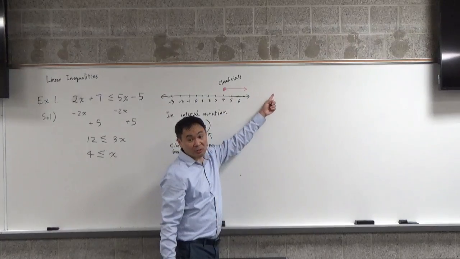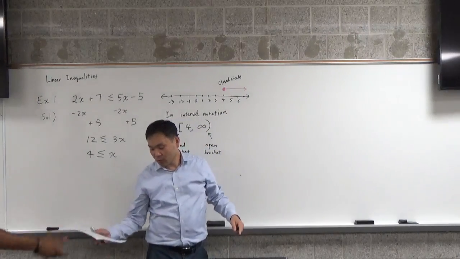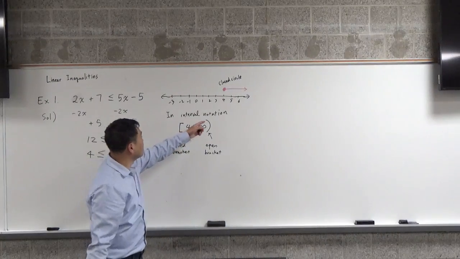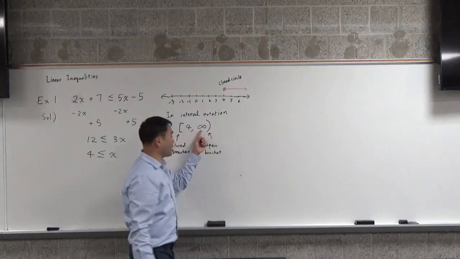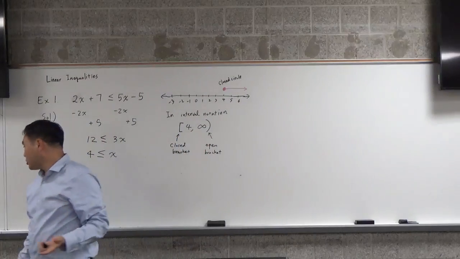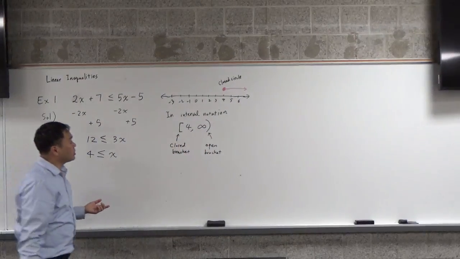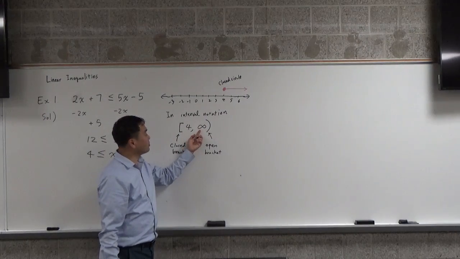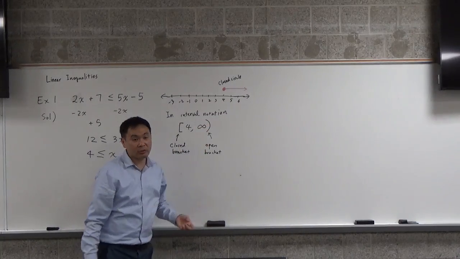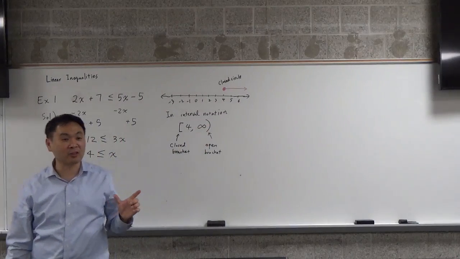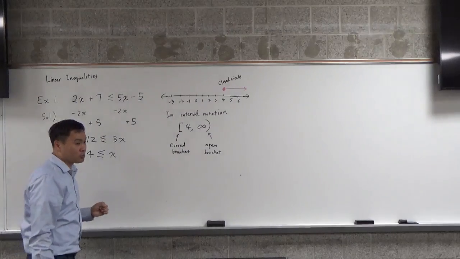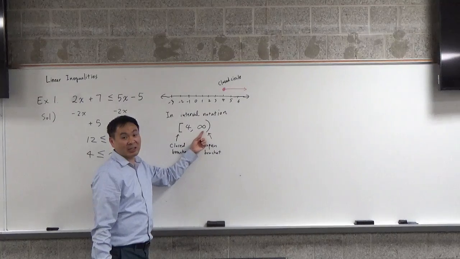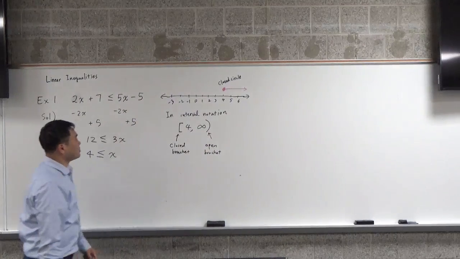And it extends until infinity, right? So we go to infinity. That's why I'm putting infinity. However, whenever you have infinity or negative infinity, you always use the open bracket because infinity and negative infinity are not numbers. Those are not actual numbers. Those are concepts where it's bigger than any number. Okay?